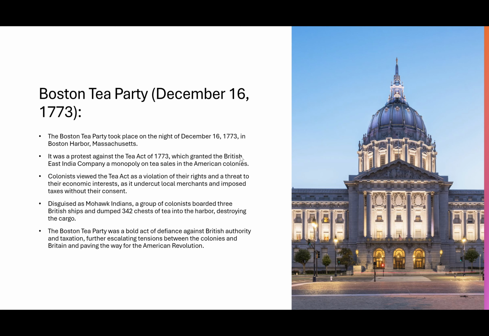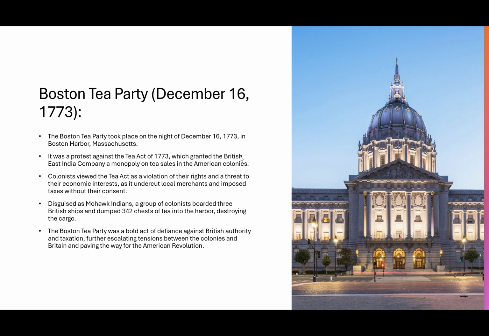So we have some Bostonians, as was described, dressed as Mohawk Indians. Well, I wouldn't call them Indians; they were Native Americans. Indians refer to them by a false name, really. So they were dressed as Native Americans, and a group of these colonists would have boarded the ships, and 342 chests of tea were dumped in the harbor, destroying the cargo specifically.